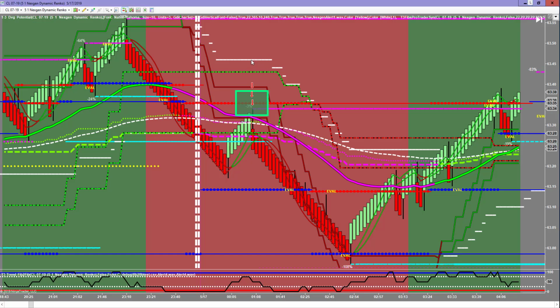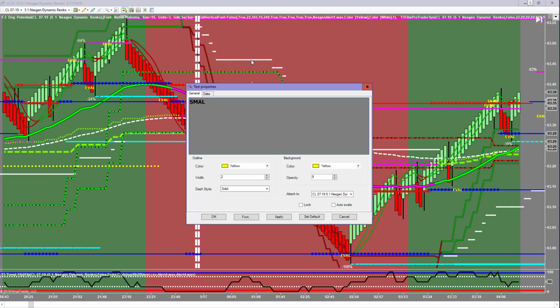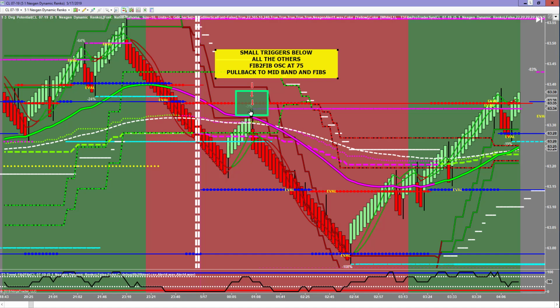So look, let me label it. Small triggers below all the others. Fib to fib oscillator at 75. Pullback to mid bands and fibs. I mean, that's essentially what we're looking for in a short trade.